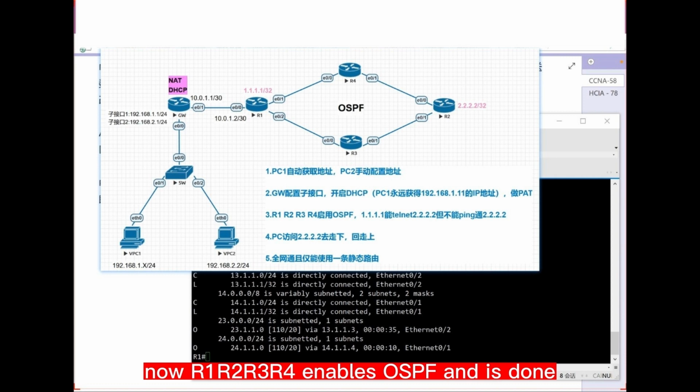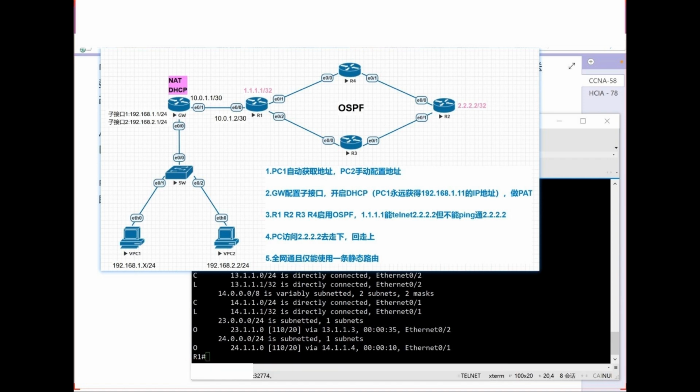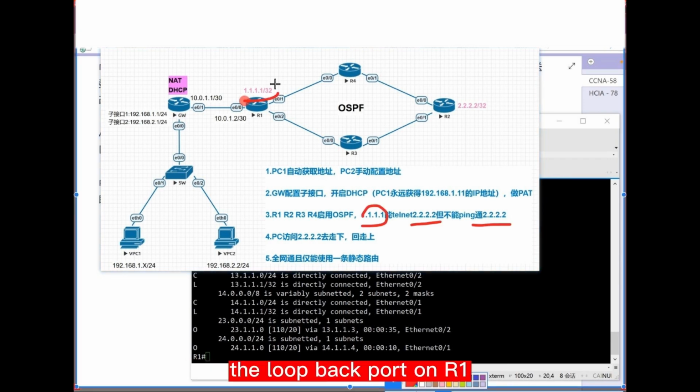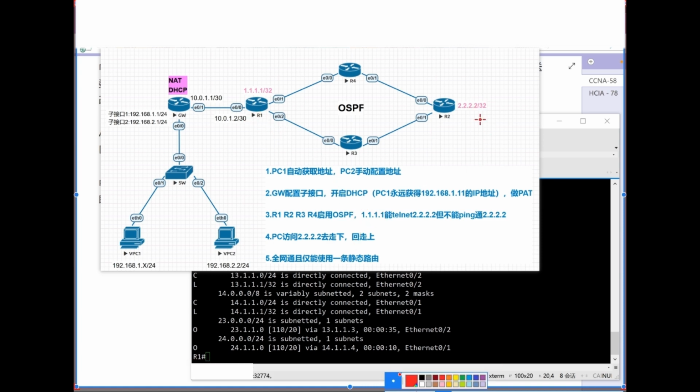Now R1, R2, R3, R4 have OSPF enabled and it is done. 1.1 can tell NAT 2.2 but cannot ping 2.2. The loopback port on R1 can tell NAT the loopback port on R2, but can't ping. Let's do this last configuration. Let's do this routing first. PC access 2.2 goes down when it goes, and comes back up when it returns. This is not easy to verify.